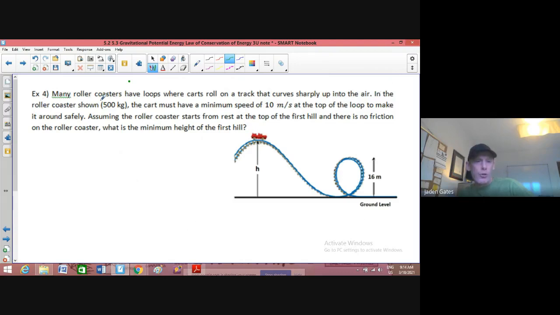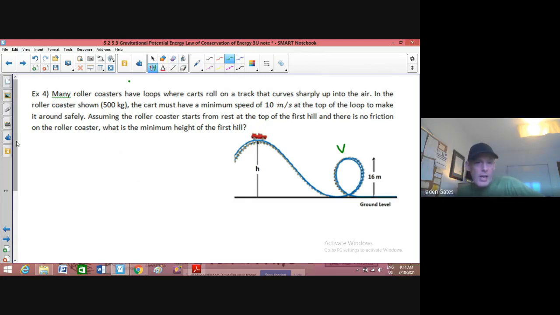Now, in the roller coaster shown, which I'm going to say is 500 kilograms, the cart must have a minimum speed at the top of the first loop of 10 meters per second to make it around safely. So we have to have a velocity right here. Well, we'll get to this. Assuming the roller coaster starts from rest at the top of the first hill and there is no friction on the roller coaster, what is the minimum height of the first hill?